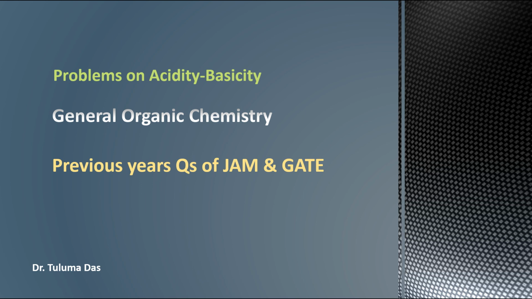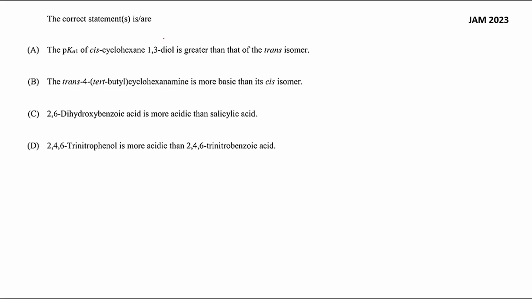Hello everyone, in this video I am going to discuss the problems on acidity and basicity, and these are the previous year's questions of JAM and GATE. Here we have the first question, the correct statement is or are. That means more than one answer can be correct. The first statement is saying that pKa1 of cis-cyclohexane-1,3-diol.